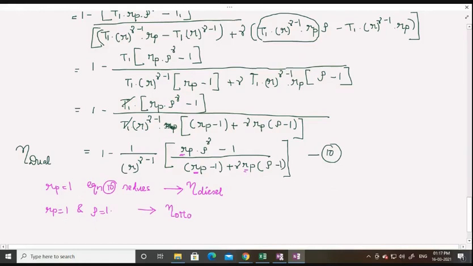Expectedly. And one more thing, always the efficiency of the Otto cycle is greater than the dual cycle and greater than the diesel cycle, which is very important. So with this, we will close the efficiency parameter for a dual cycle.